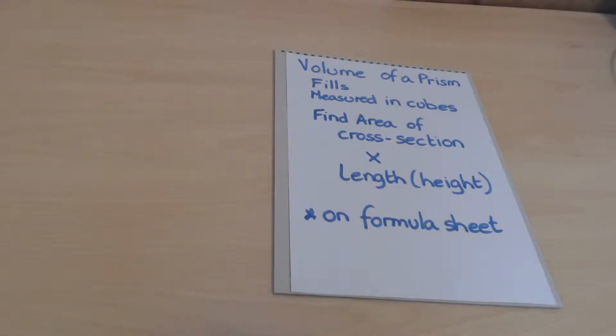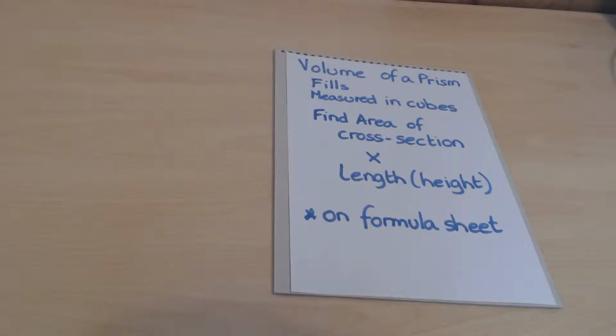So common prisms are things like a cuboid is a prism, a cylinder is a prism, and then the clue's in the name here, you have a triangular prism. Those are the three main ones you're probably going to come across. But they don't have to be regular shapes like that. They can be more complex, as we'll see.